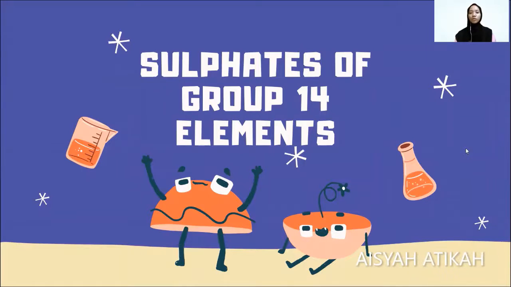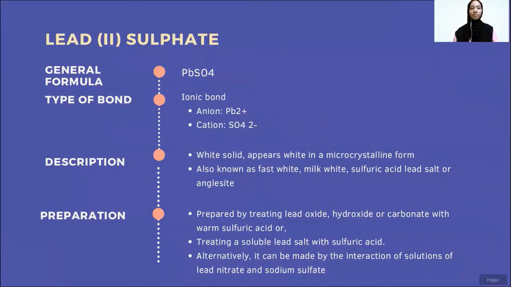Okay, now we will go to the sulfates of group 14 elements. The first example is lead sulfate. The general formula is PbSO4, and it has an ionic bond where Pb2+ is a cation and SO4 2- is an anion. Lead sulfate is a white solid, appears white in a microcrystalline form.